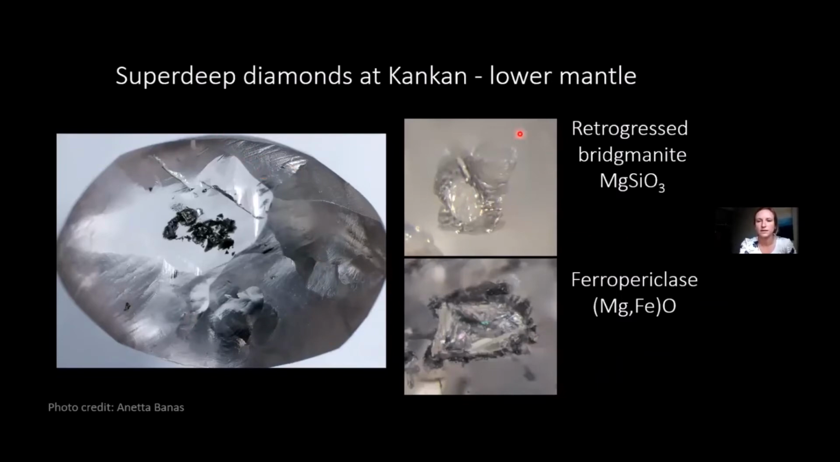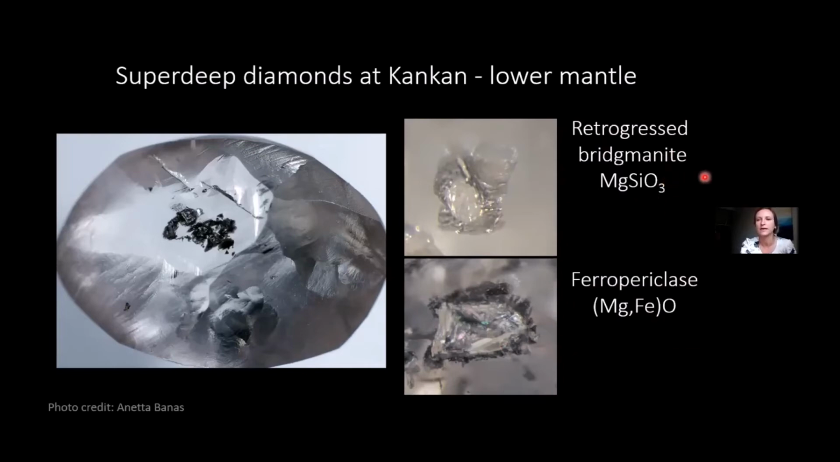In addition, the mineral assemblage that you find in these diamonds is very unique, where you have inclusions of ferropericlase, which is the second most common mineral in the lower mantle, as well as inclusions of something I'm going to be calling retrogressed bridgmanite. And bridgmanite is, of course, the most common mineral in the lower mantle and is simply made up of MgSiO3.